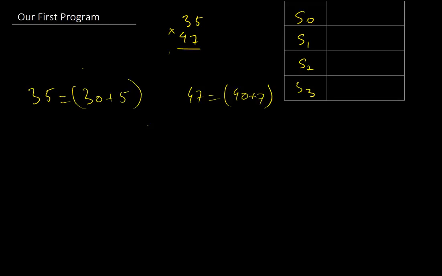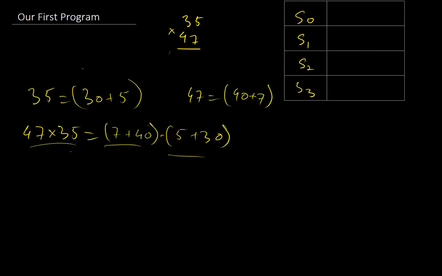Using this, we can say that 35 times 47, or 47 times 35, is equal to 7 plus 40, right? I just changed the order, no big deal, multiplied by 5 plus 30. And again, all I did was change around the order of some numbers, but the two sides are still equal, and that's what's important.